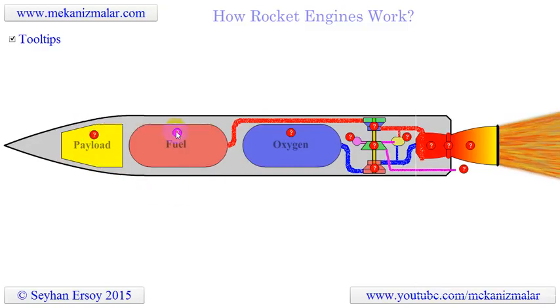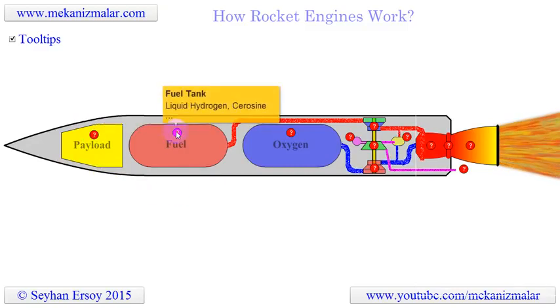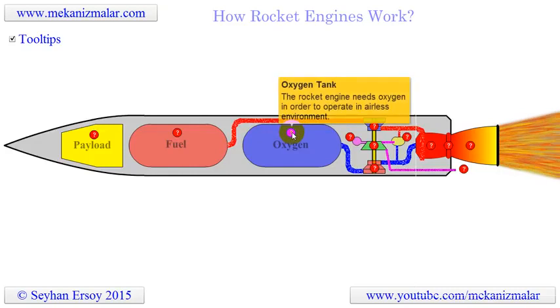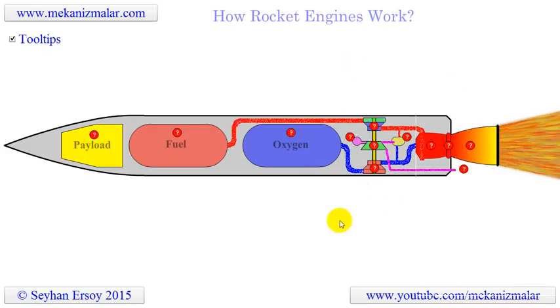The second part is the fuel tank, which is a huge tank filled with liquid hydrogen or any other type of fuel. The third part is a huge oxygen tank which allows the rocket engine to operate in an airless environment such as space. The fourth and most complex part of the rocket is the rocket engine.